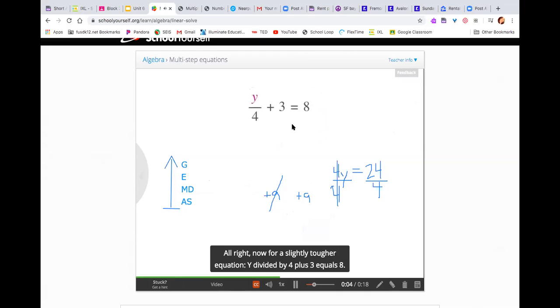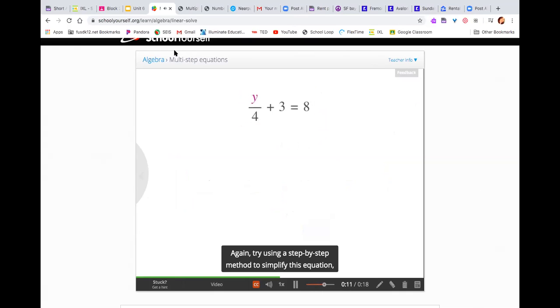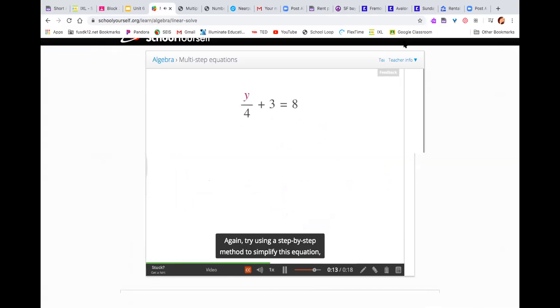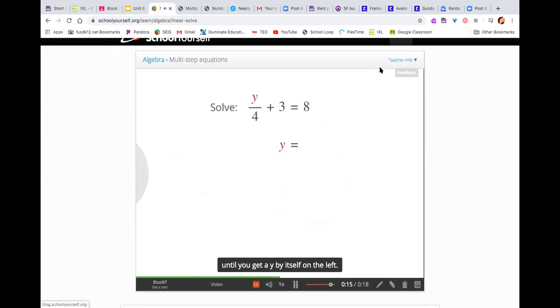All right, now for a slightly tougher equation. Y divided by 4 plus 3 equals 8. Again, try using a step-by-step method to simplify this equation until you get y by itself on the left.